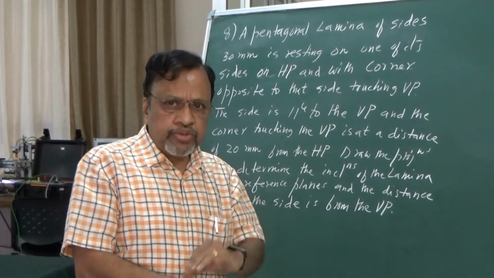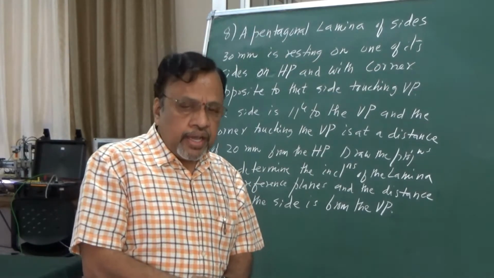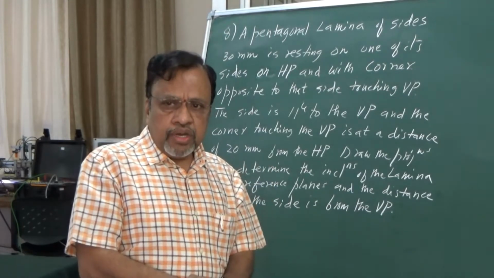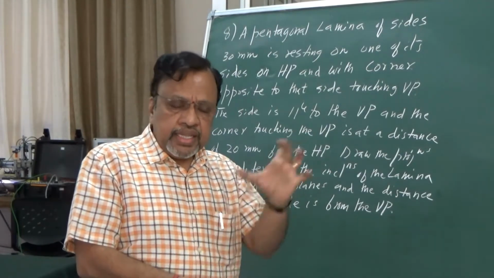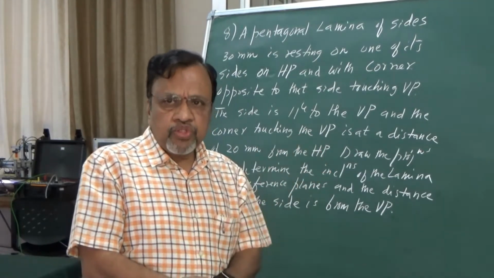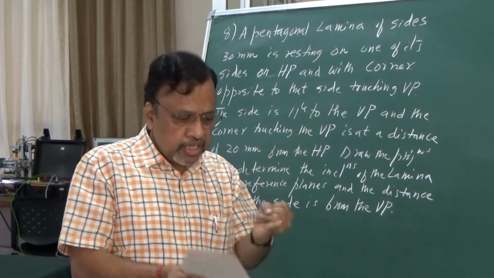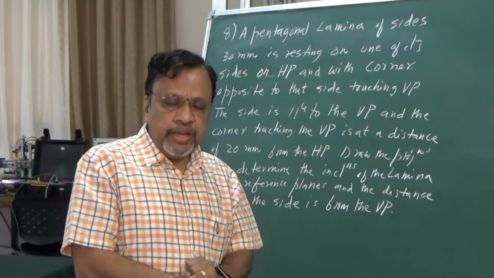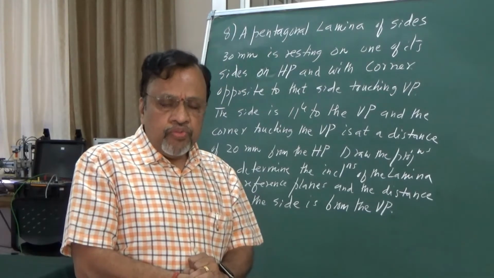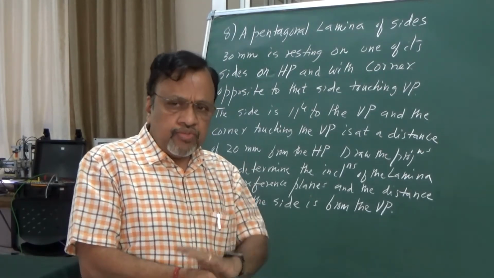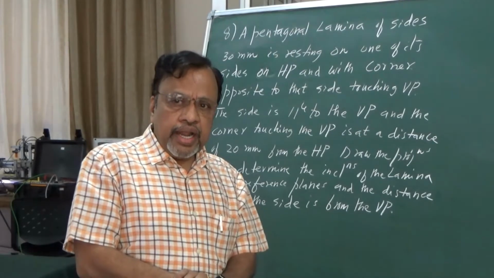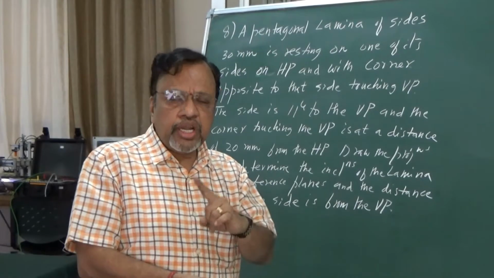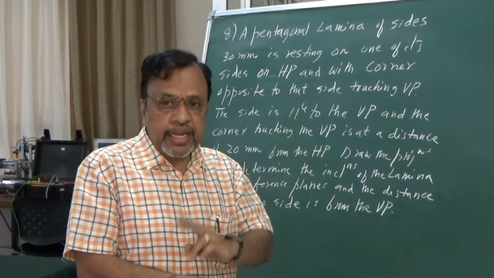In case one, if we recollect, we considered the surface inclination of the lamina with reference to HP and the side inclination with reference to VP. Then we considered case 2, wherein the surface of the lamina is inclined to VP, but one of the sides of the lamina is inclined to HP. That is the second case we considered.